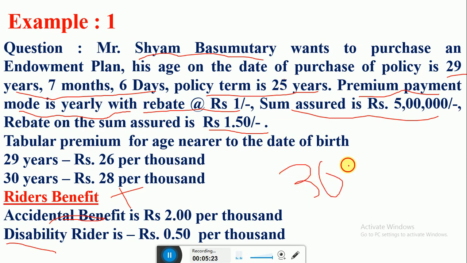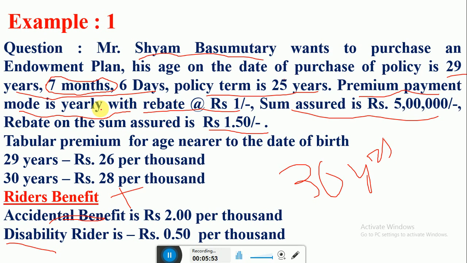So therefore, for the calculation purpose, we will consider it as 30 years. His age is 30 years because it has already crossed 6 months, so we will consider it as 30 years. The premium mode is yearly, which means the company is offering a discount of rupees 1, and also on the sum assured the company is offering a discount of 1.50 rupees.